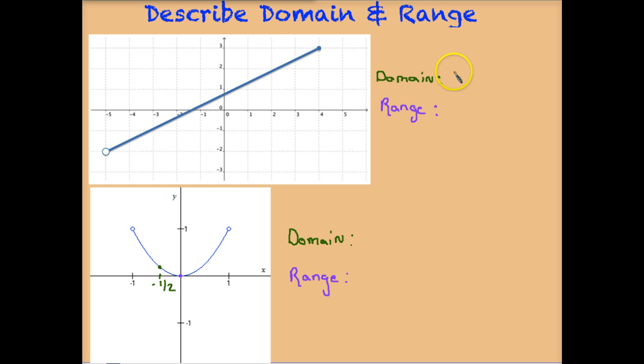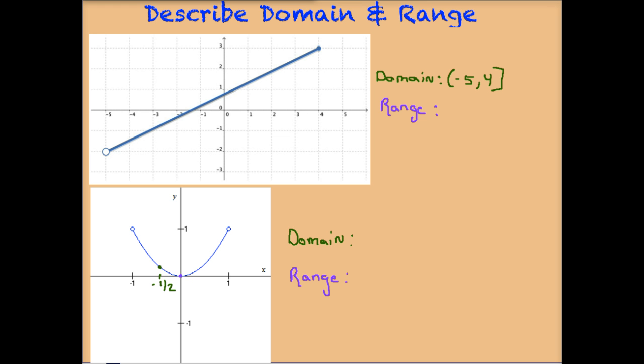So let's write that. When we write domain and range, we always want to start with the smallest number and go bigger. So we'll start with -5. Since we aren't including that, we use a parentheses. We'll go all the way up to +4. Since we do include that in the domain, we use a bracket.